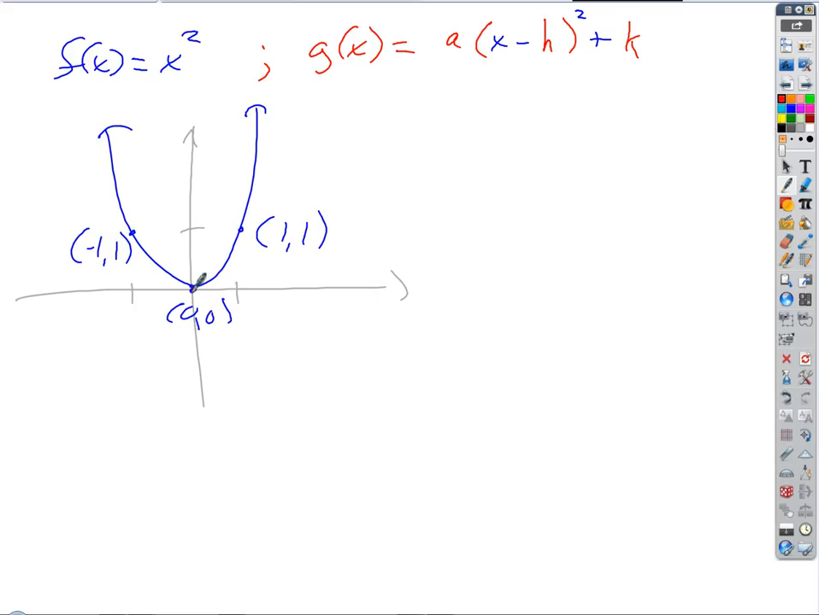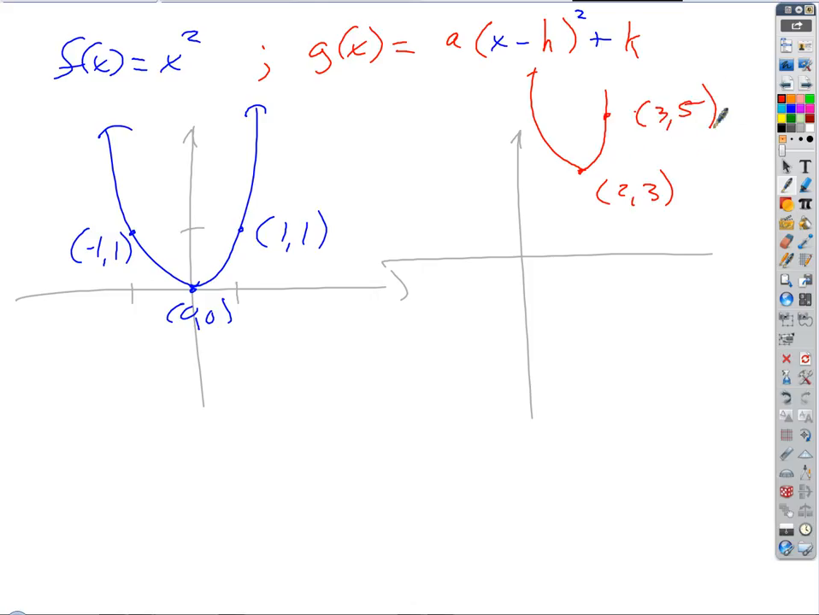Let's say I've got one that's going to start up here at the point 2, 3, and it's going to go over 1 and up 2. So that's going to be the point 3, 5. That's a pretty crappy parabola, but you get the idea. So what's that one going to be? What are the values of A and H and K that I could plug in and tweak my parent function with? What's H?